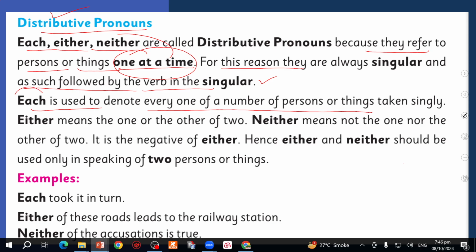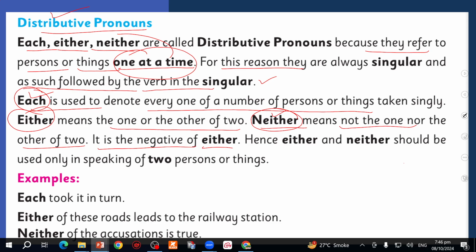Now when we say each, we are referring to everybody and in the same way. Either means the one or the other of two. Neither means not the one nor the other of two. This is totally for negation. This is for choosing one. It is the negative of either. So neither is the negative of either.